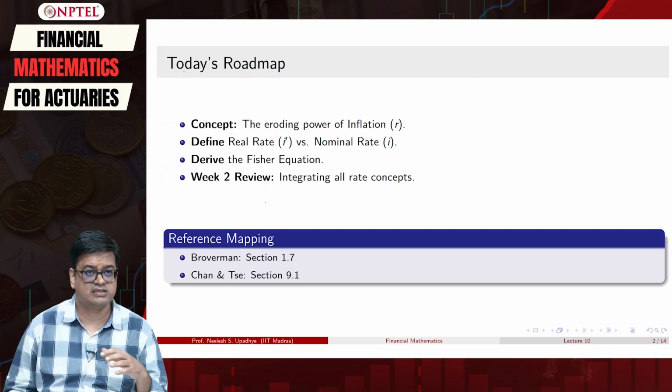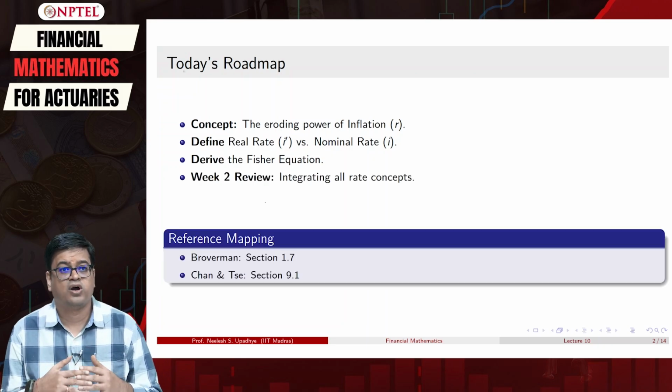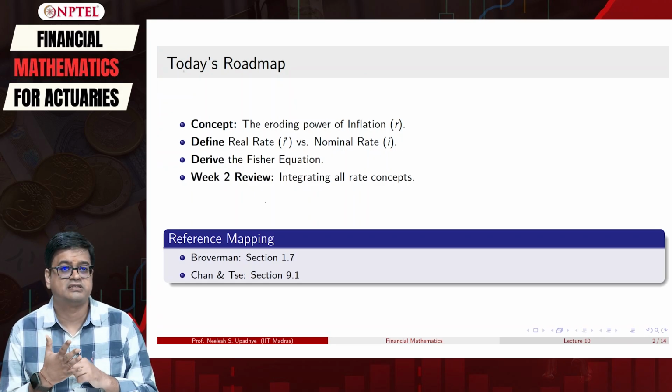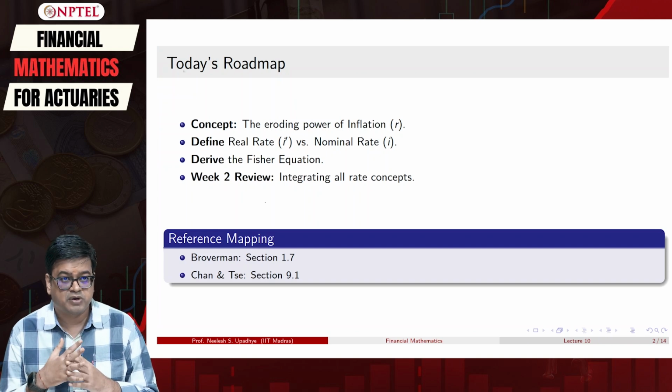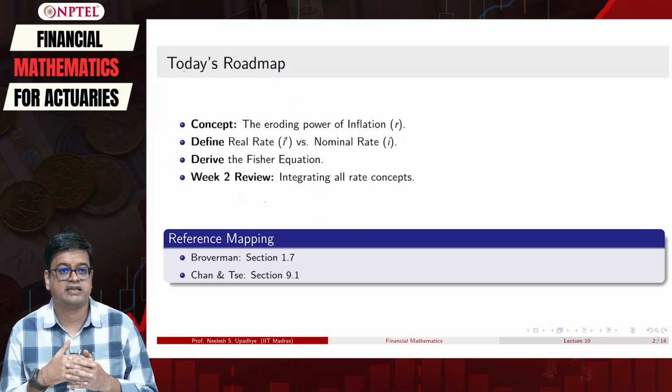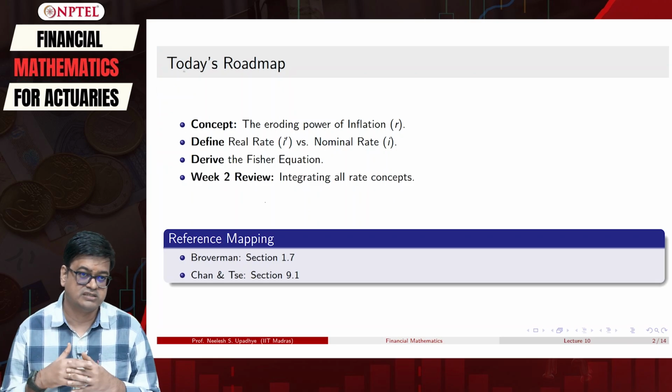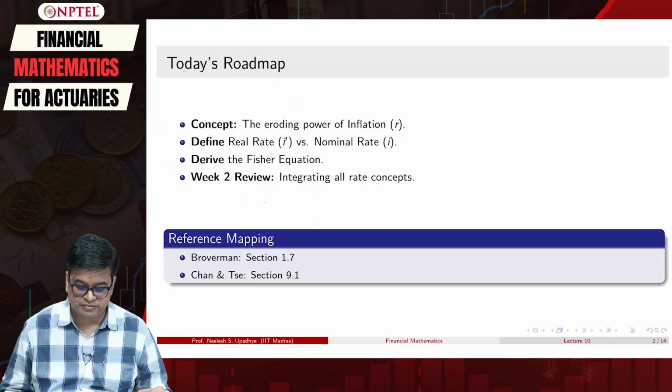Once we have done this, we will review what we did in week 2 and integrate all the rate concepts that we have studied so far. For reference, this part comes from section 1.7 of Broverman and section 9.1 of Chan and Say. For a detailed understanding of this topic, I refer the listener to read these sections of the respective books. Okay, so let us begin.